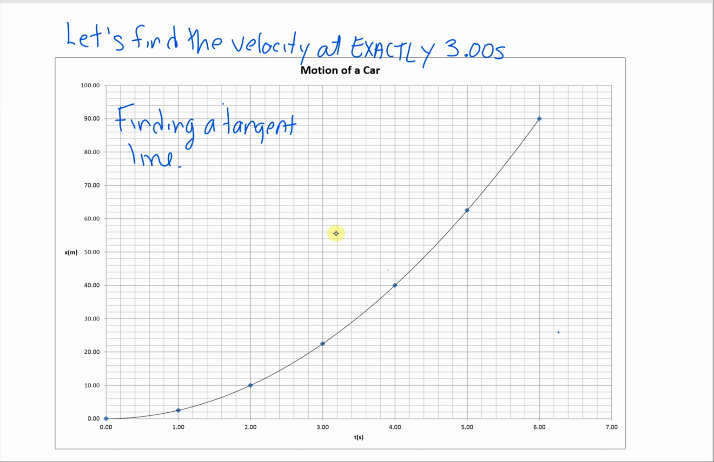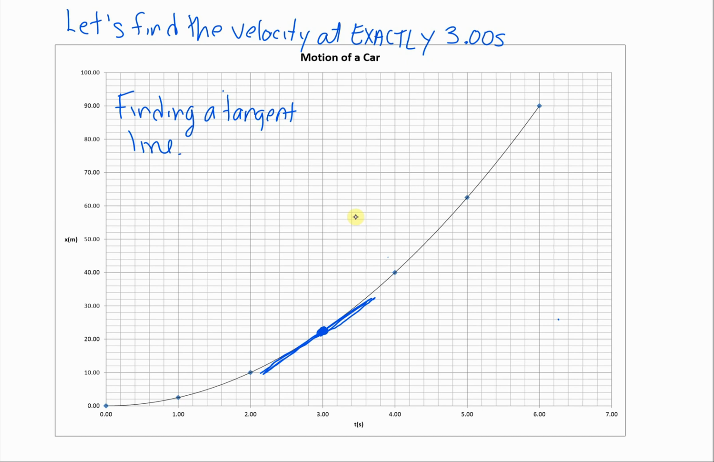Here's our point. A tangent line might look like this. Okay, it won't be perfect, but let's give it a try. A tangent line kind of looks like this. Definitely not perfect, but you get the idea. I tried to make it run along the curve.